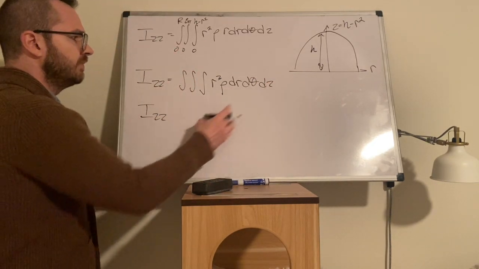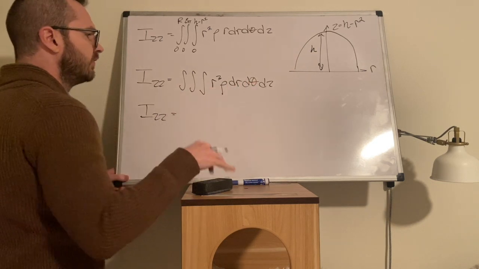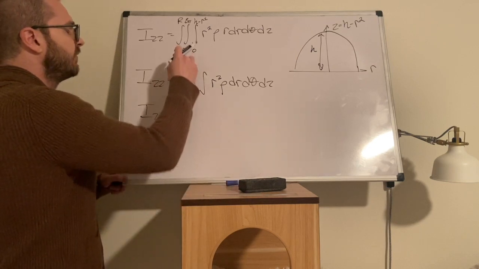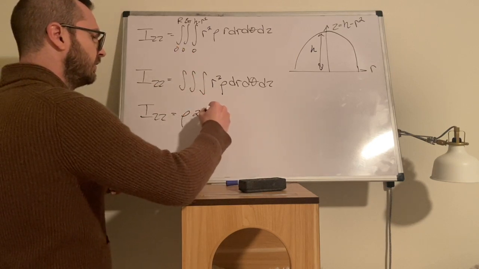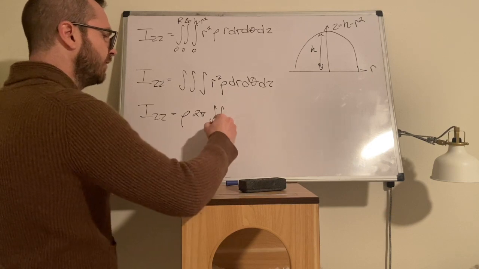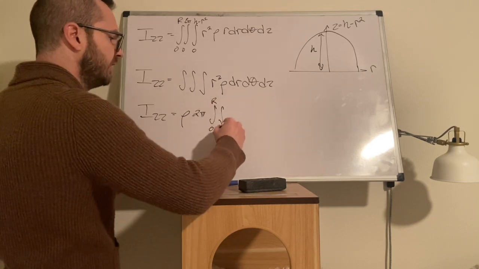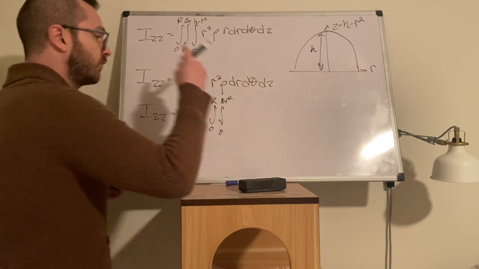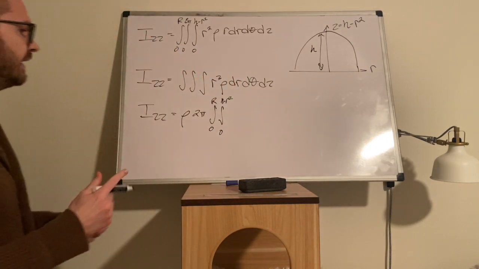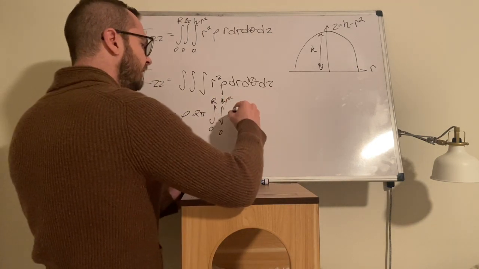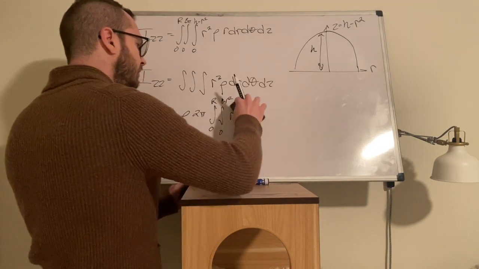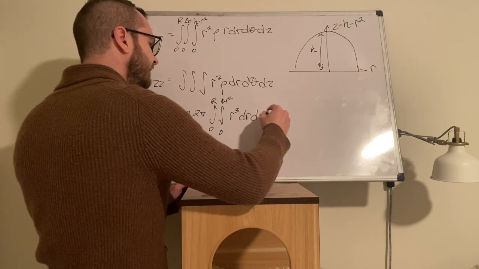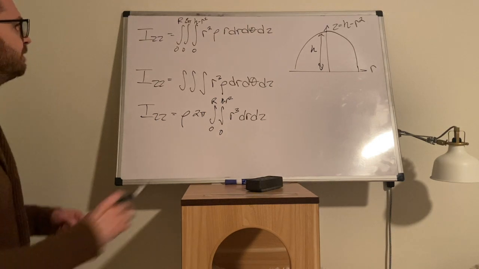Let's do the easy one. Let's do the d theta first. So we can pull the density out. We're going to multiply by the bounds on theta, which was 2 pi, and now we're left with two more integrals. I'll write the bounds for these, 0 to h minus r squared. Inside of the integral, we're still looking at r cubed times dr dz.